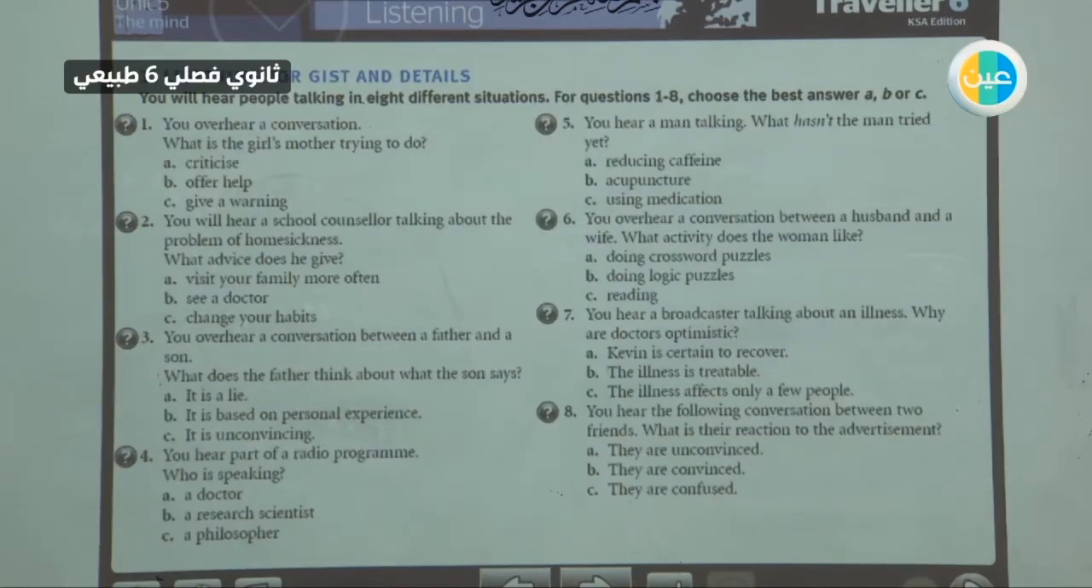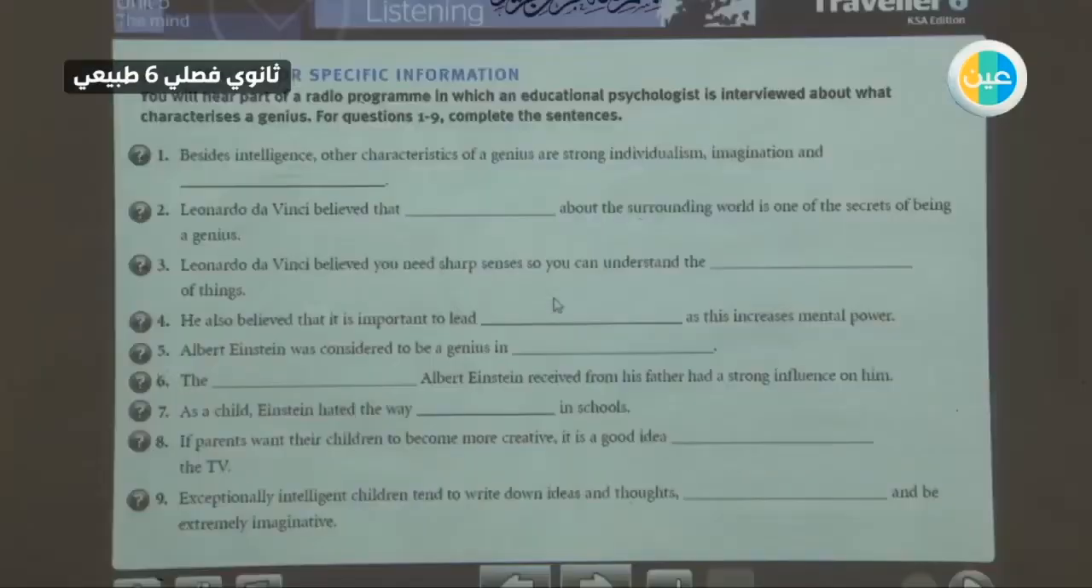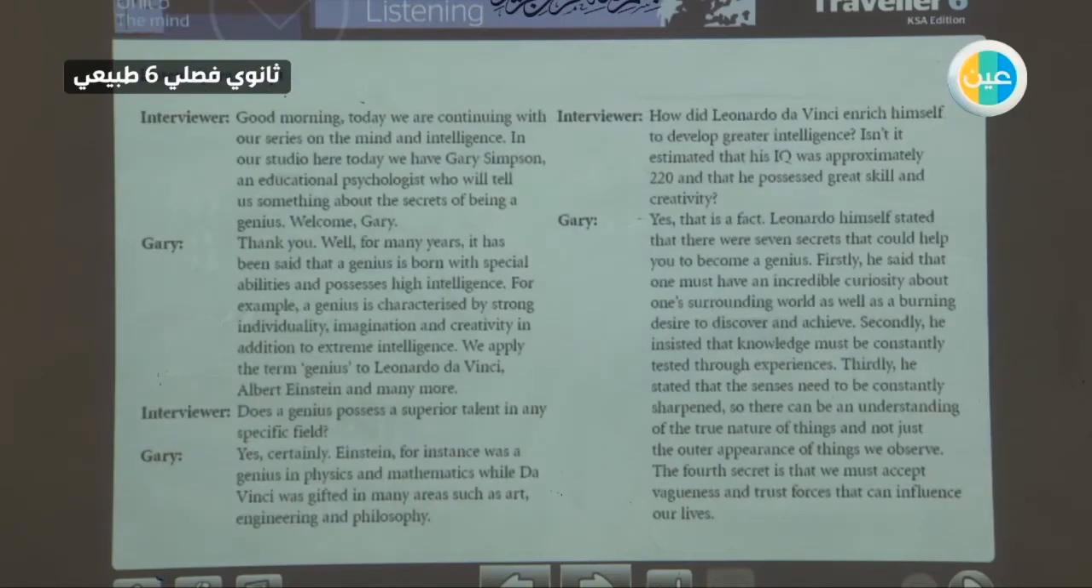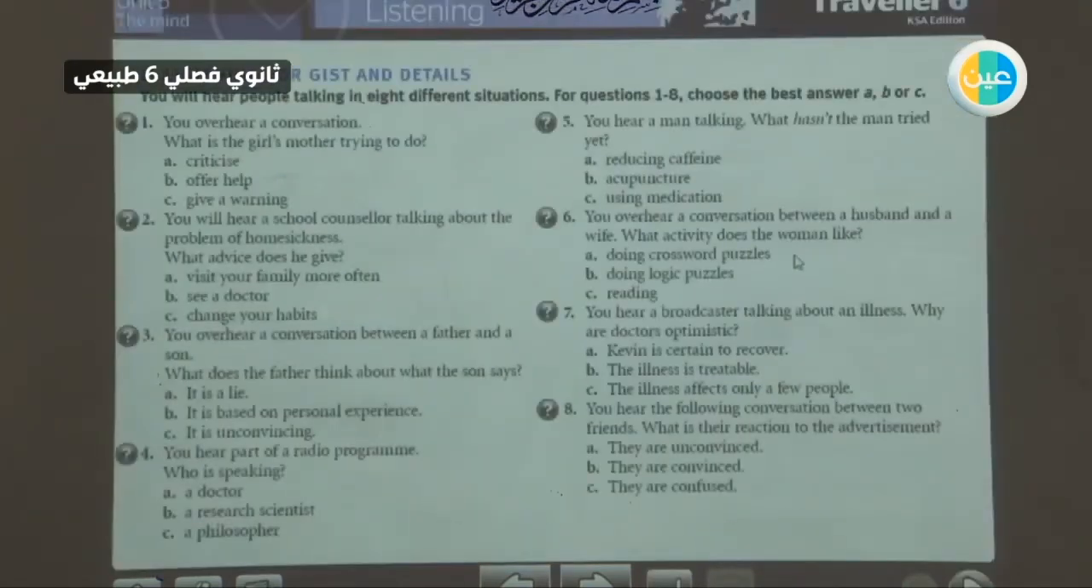Let's go to the second one. Here you will hear people talking in 8 different situations. Each one of these will have a different listening transcript. You will listen to each one of them and choose whether A, B, or C. So let's go ahead. Here, let's start with the listening. You will hear people talking in 8 different situations. For questions 1 to 8, choose the best answer, A, B, or C.